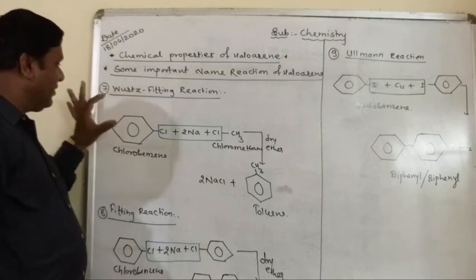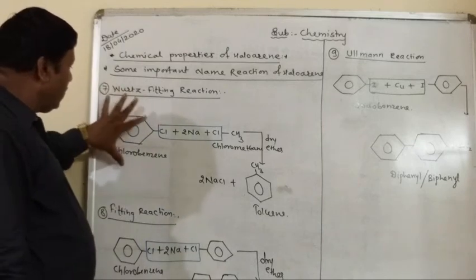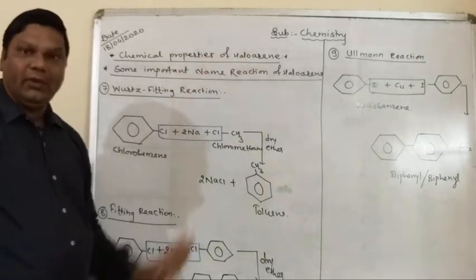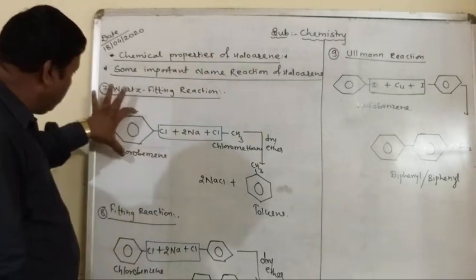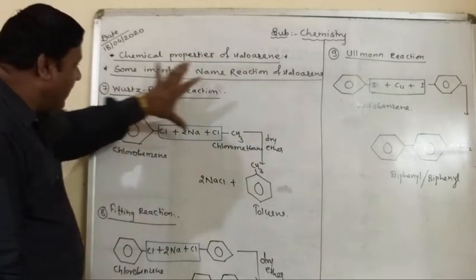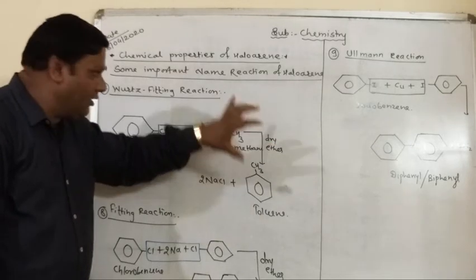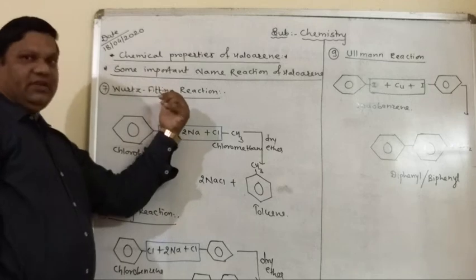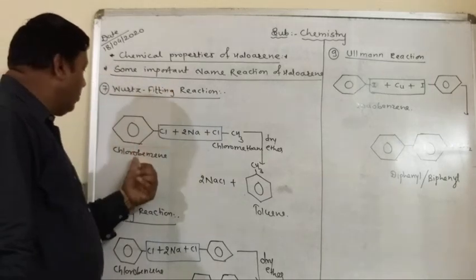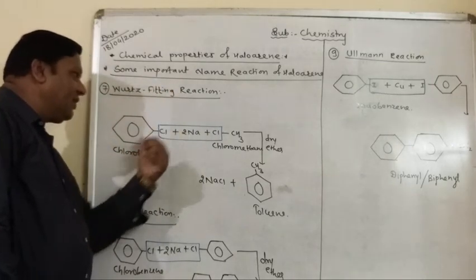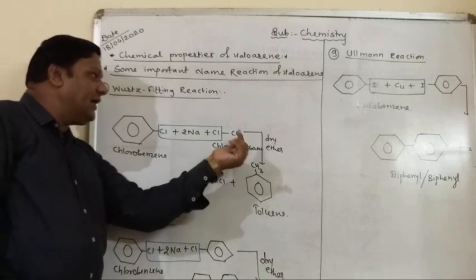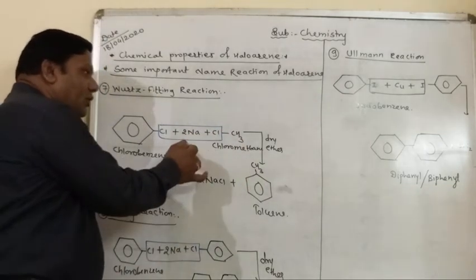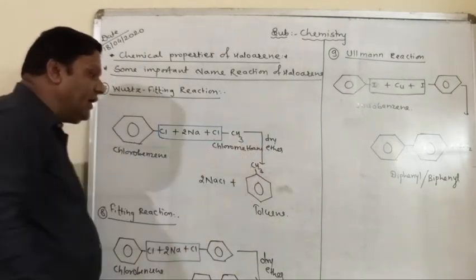Simply, it is one molecule of aryl halide, because we discussed the chemical properties of haloarene, and one molecule of alkyl halide. So alkyl halide for Wurtz and aryl halide for Fittig. Understood? So one molecule of aryl halide and one molecule of alkyl halide react with sodium metal in the presence of dry ether.